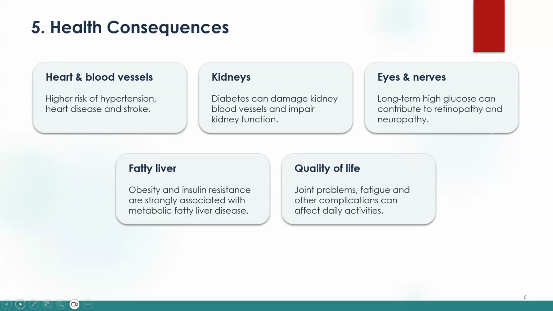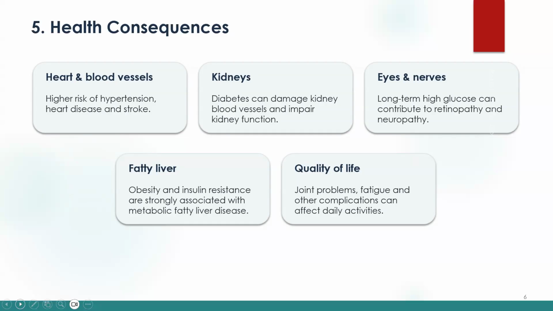Now, cardiovascular disease, heart disease, stroke, kidney disease, neuropathy, nephropathy, retinopathy, peripheral nerve damage, fatty liver, joint and mobility problems, all are consequences of obesity. Now, prevention is the most important strategy for protection against obesity as well as diabetes, because both obesity and diabetes are a public health problem. So the important aspect is prevention.